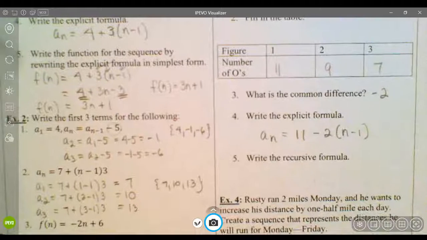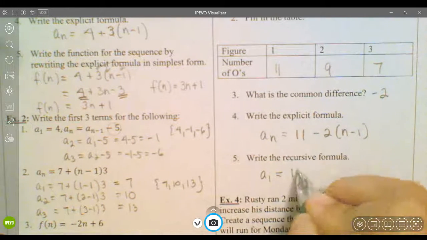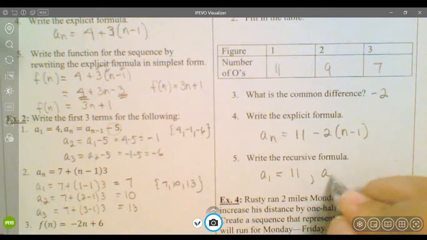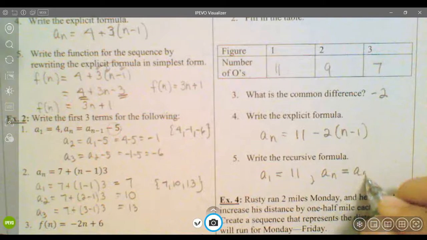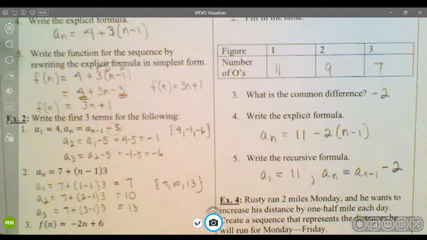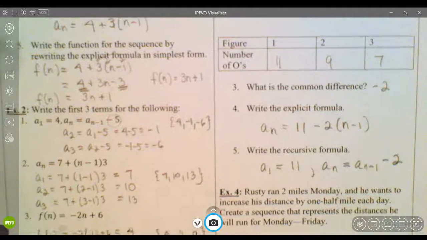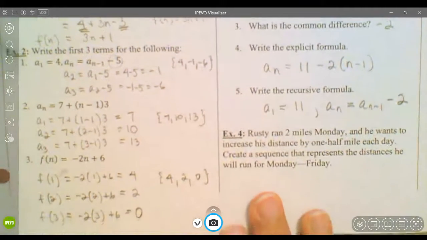So likewise, the recursive formula requires the first term. And in this problem, the first term is 11. And the nth term, we also need a common difference. So it's our previous term minus 2. And then the last one, I had to put a word problem in there just to keep me honest.